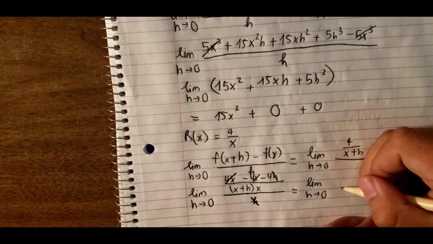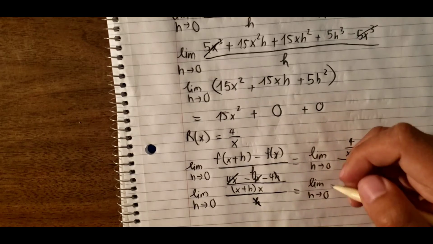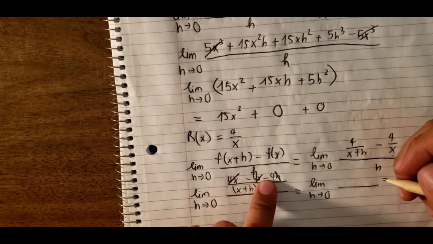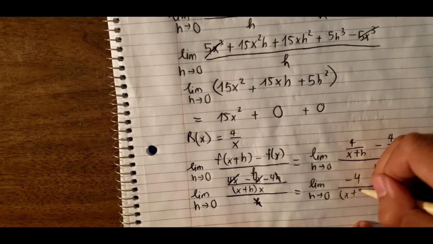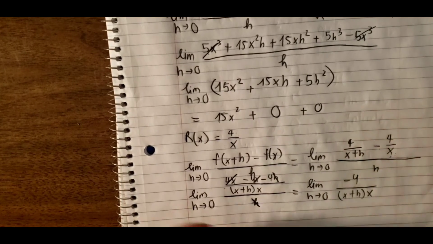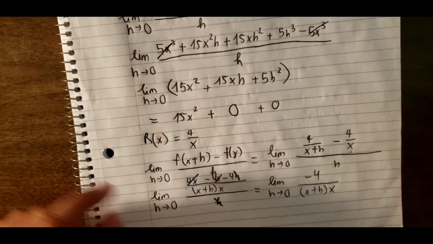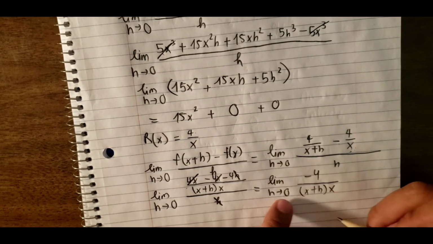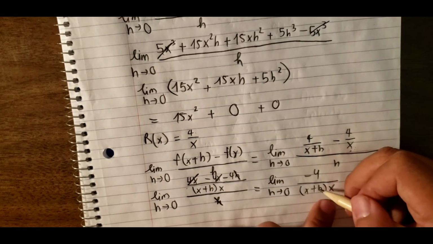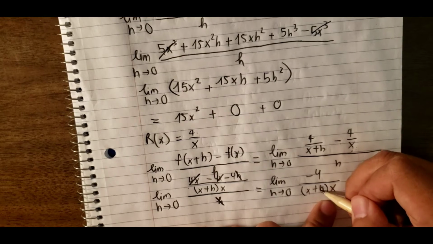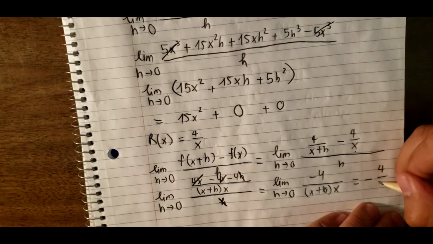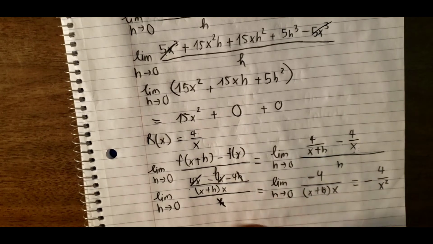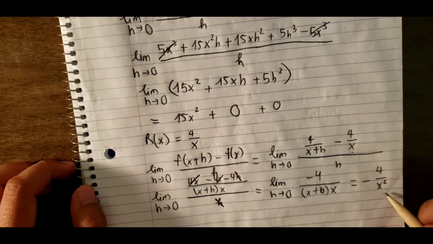Let's see, minus 4 in here, over s times s plus h in here. But we have h going to 0, so h becomes 0, and we get minus 4 over s power 2. So that's the answer in here.